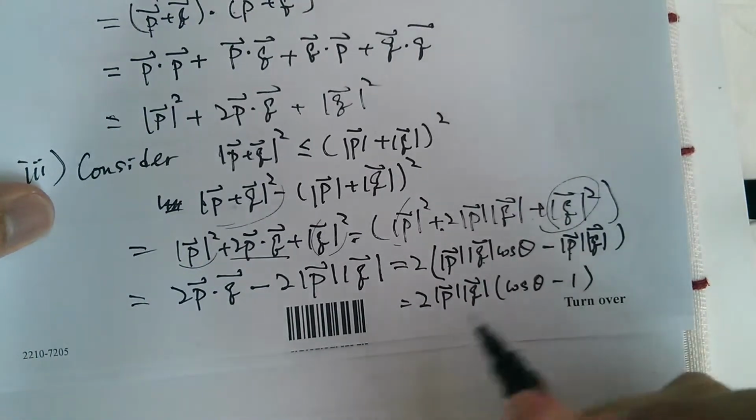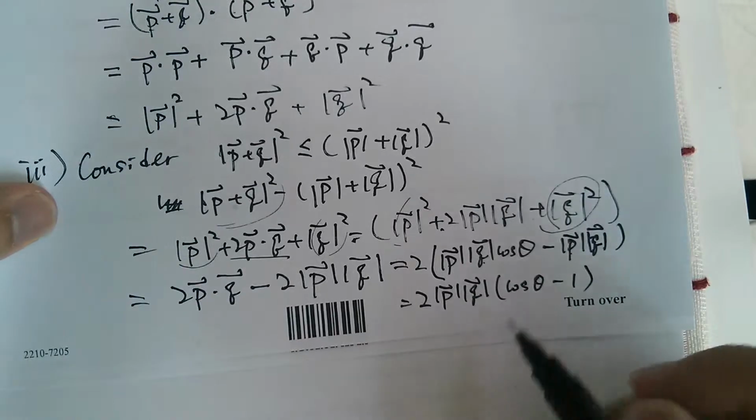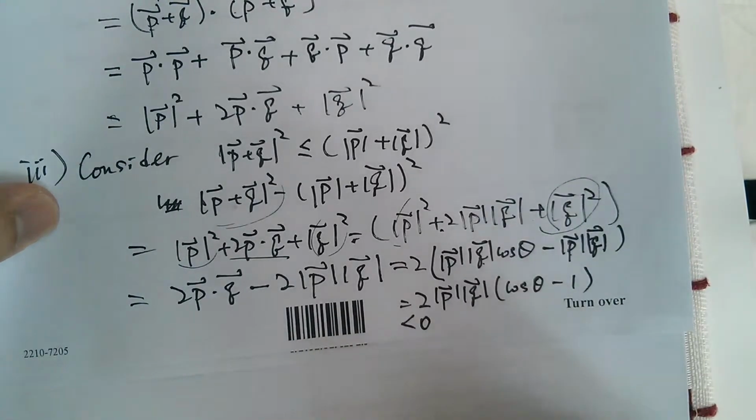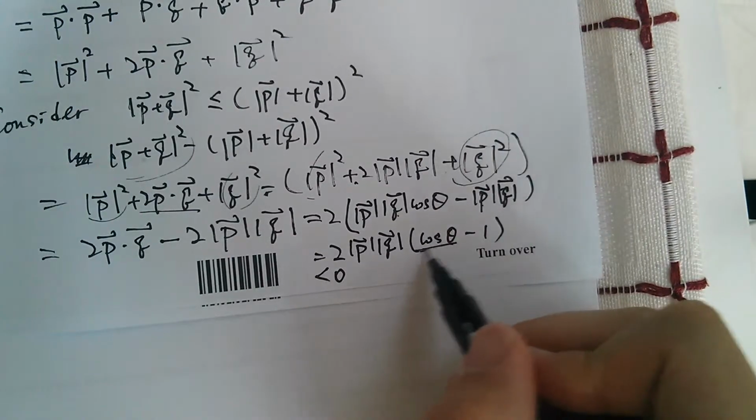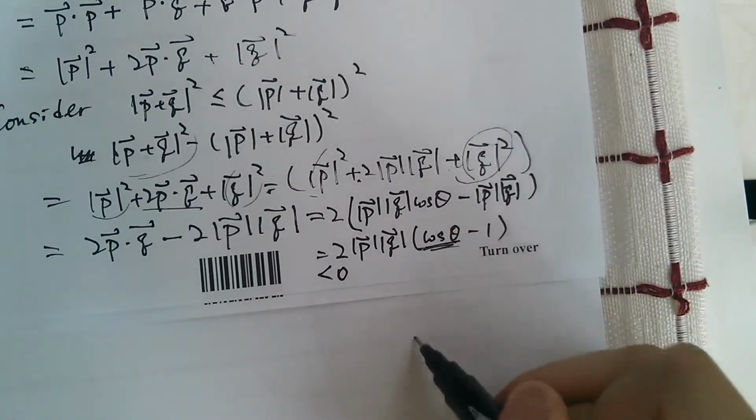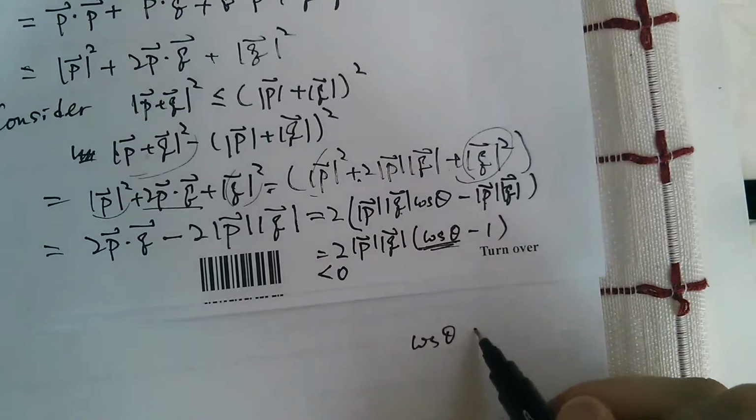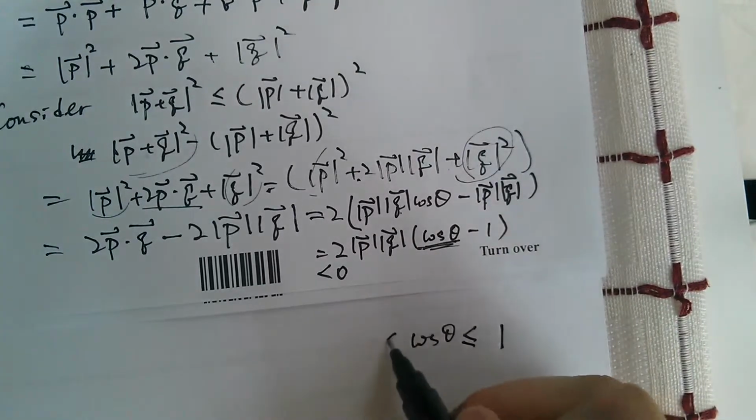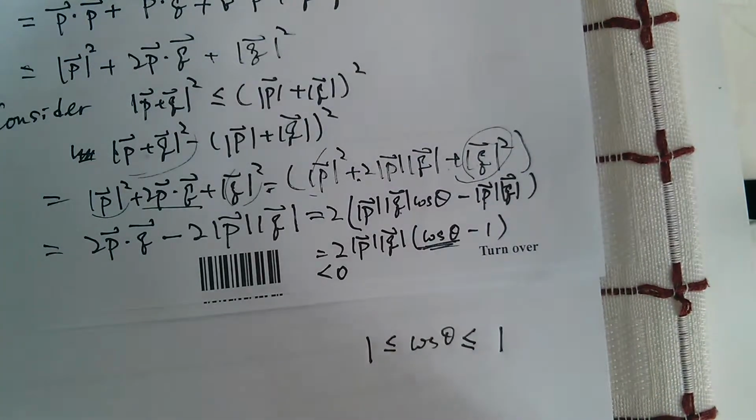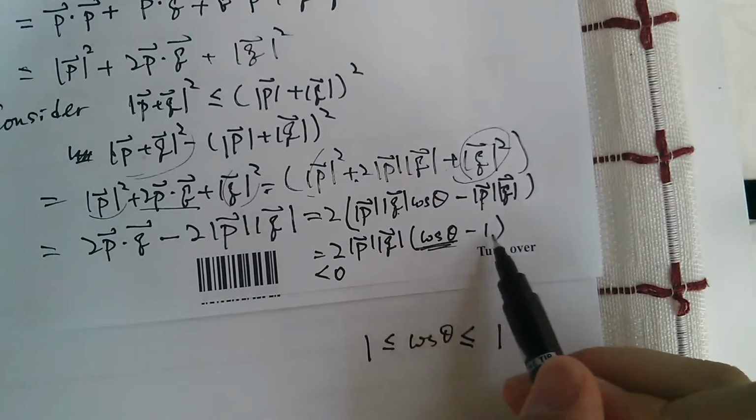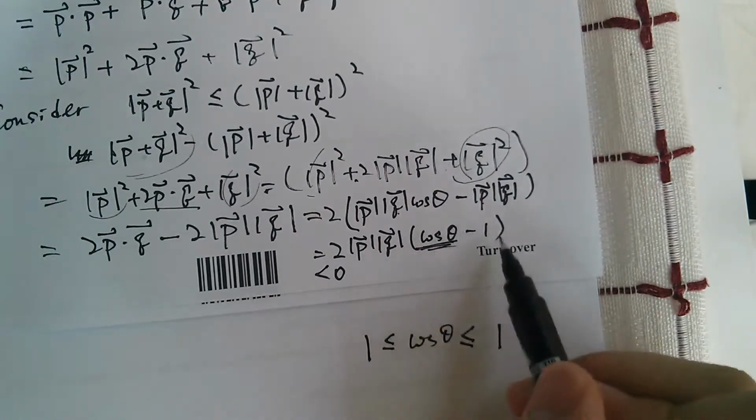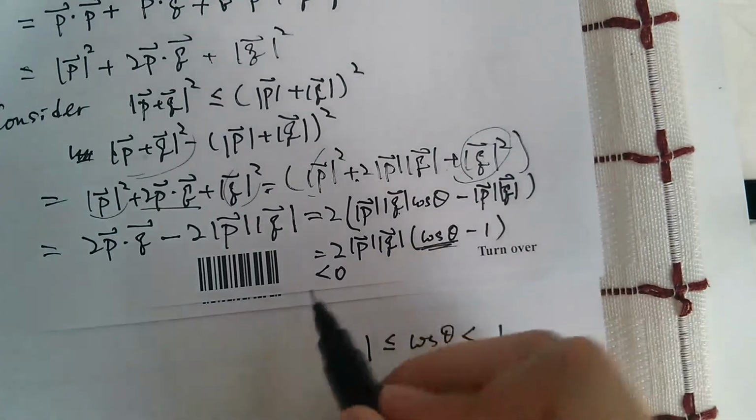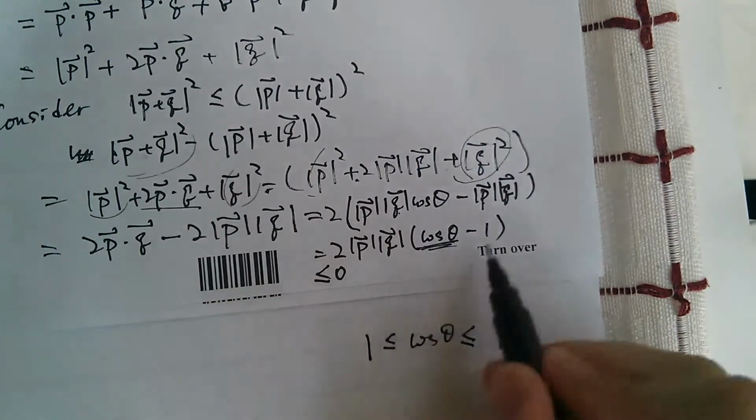Is this less than 1? Is this less than 0? Well, probably, let's say it is. You need some explanation: why? This is cosine. What is the range of cosine? If you understand the graph, cosine is between 1 and negative 1. Therefore, if you do cosine minus 1, it's guaranteed to be negative, or at best, it's 0. So less than or equal to 0.